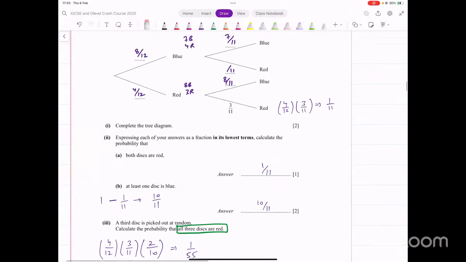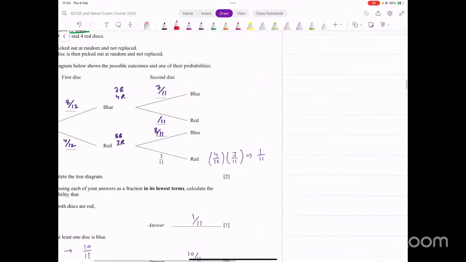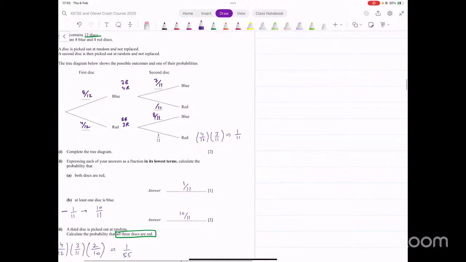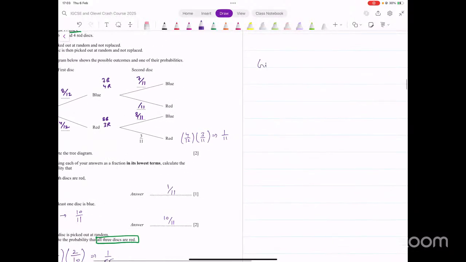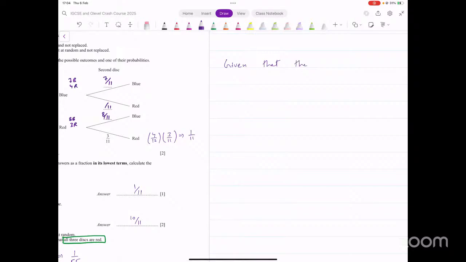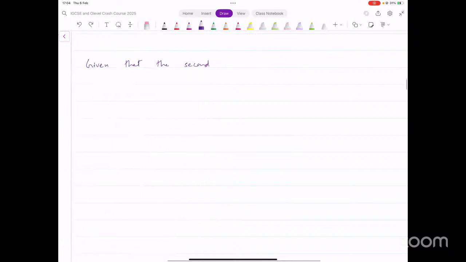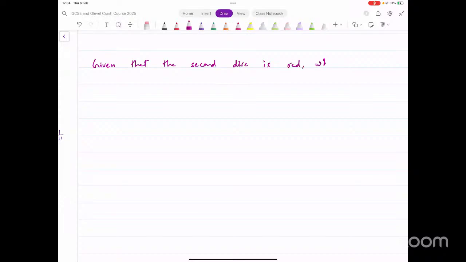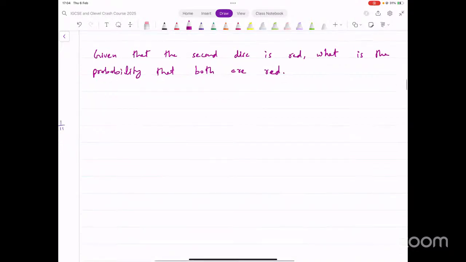Now, that's what the question says. Now, let me add another part to it. So let's say they say something like this. They say, find the probability, given that the second disk is red, what is the probability that both are red? Given that the second disk is red, what is the probability that both are red?